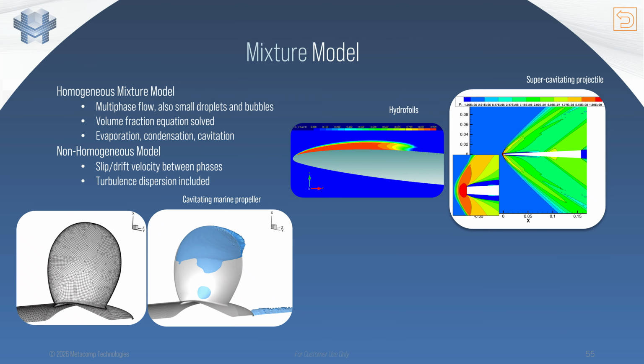The mixture model in CFD++ introduces an additional equation to solve for the volume fraction. In the homogeneous mixture model, relative motion between phases is precluded. Small droplets and bubbles can be handled by the model. It also supports phase change phenomena such as evaporation, condensation, and cavitation, with several Rayleigh-Plesset-type cavitation models available.